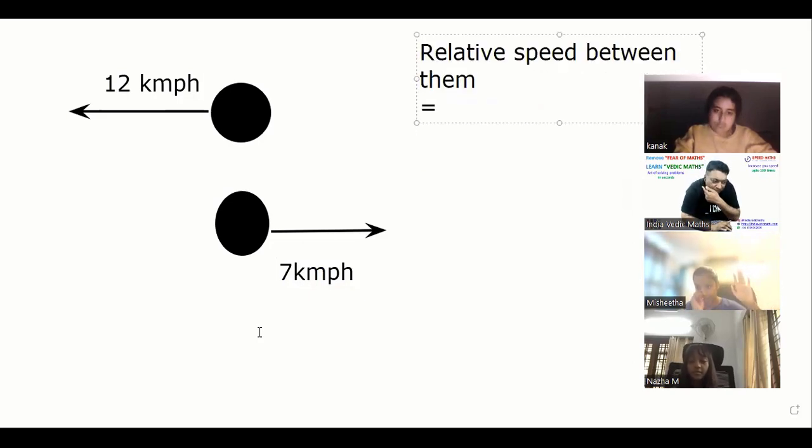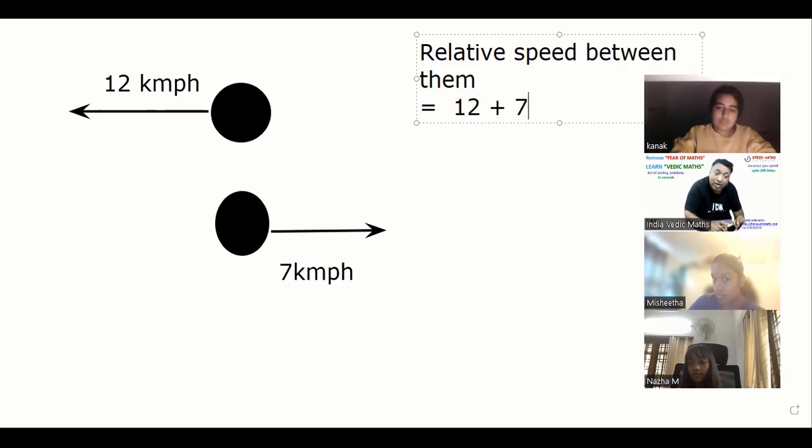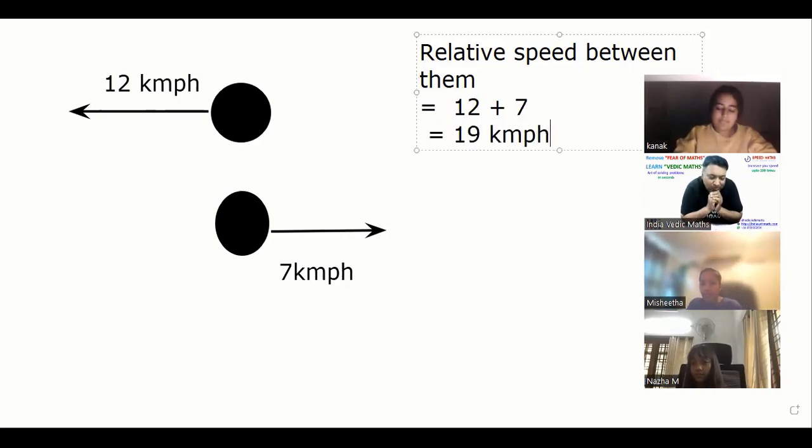Dhruvan says 19, okay? Yes, Dhruvan. Kanak, what is your answer? What do you answer, Mishita? Dhruvan, unmute and tell everyone why the answer is 19. You are correct. Why? Because they're going in opposite directions, so the speed will add up. That is the only concept. That's very good.